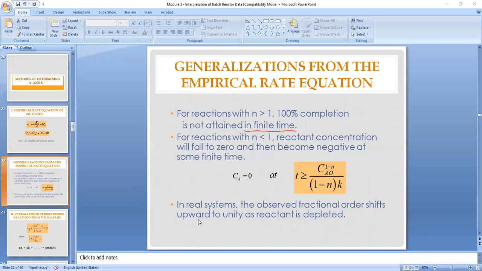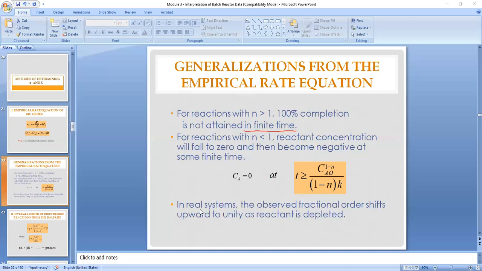So more on this generalization: in real systems, the observed fractional order shifts upward to unity as reactant is depleted. So I'd like to end here. What's your understanding of this? In real systems, systems that you encounter in the industry, the observed fractional order shifts upward to unity as reactant is depleted. What do we mean by this? What's your understanding of that?